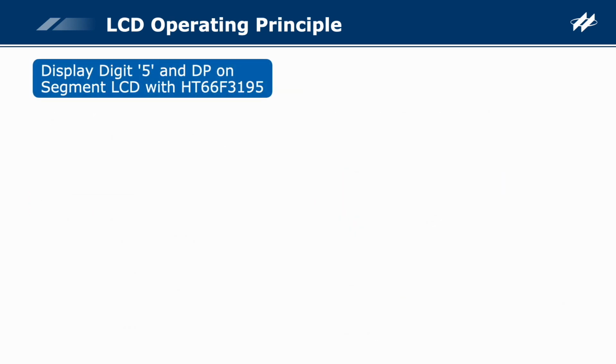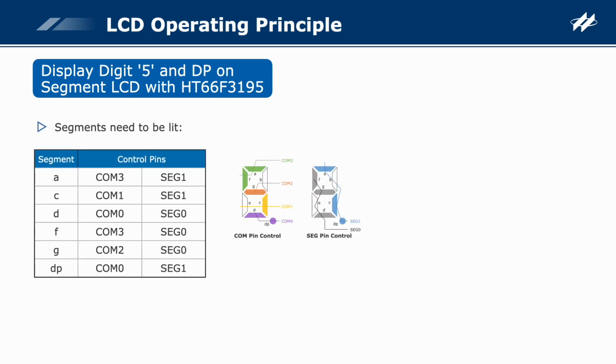Now, let's see how to display the digit 5 along with the decimal point on a segment LCD. The segments that need to be lit are A, C, D, F, G, and DP. Their corresponding control pins are listed in the table.